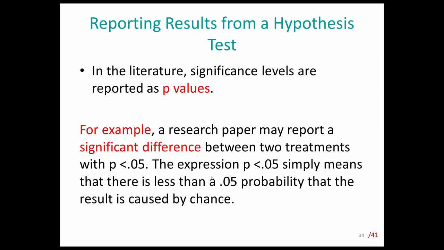Now, after you do your test, in this case your t-test, how do you report the results of a hypothesis test? First of all, in the literature, significance levels are reported as p-values. For example, you read a research paper which shows the difference between two treatments and the p-value is less than 0.05. That simply means that there is less than 5% probability that the result is caused by chance.